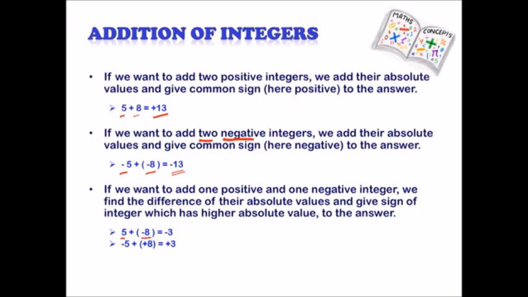Here difference of absolute values 8 and 5 is 3, and I am giving negative sign to the answer because minus 8 has higher absolute value. Second example is minus 5 plus 8. Again difference of 8 and 5 is 3, and I am giving plus sign to the answer because plus 8 has higher absolute value. So this was about integers and addition of integers.